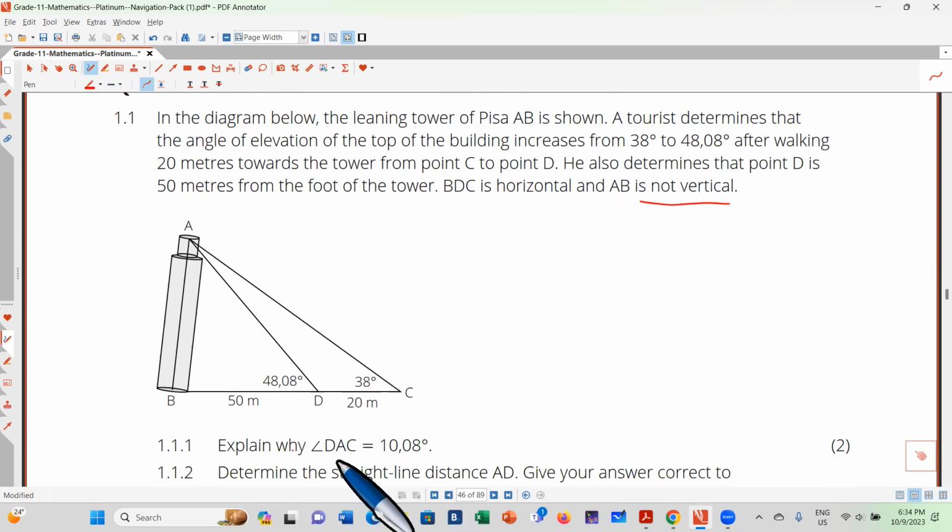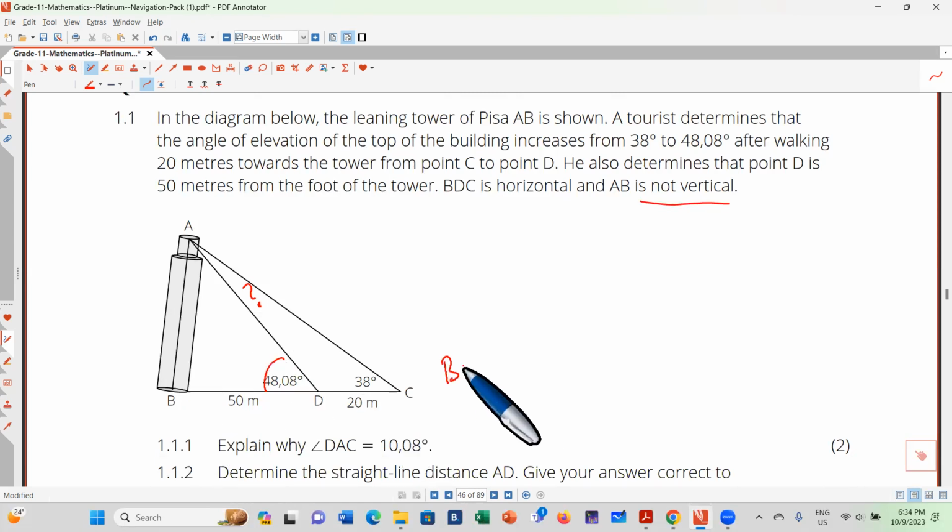Right, where is angle DAC? So you have D here, you have A there, and you have C there. So we're looking at this angle, we're saying in particular, what is the size of this angle here? Explain why this angle is equal to exactly 10,08. Okay, right? So we can explain that with ease because we're able to see that first and foremost, this angle here is equal to this plus that.